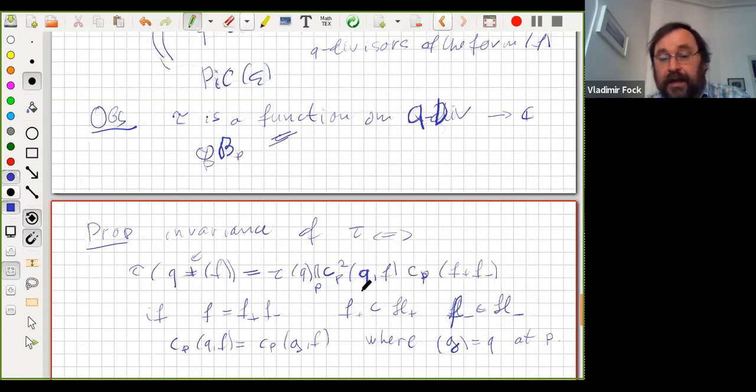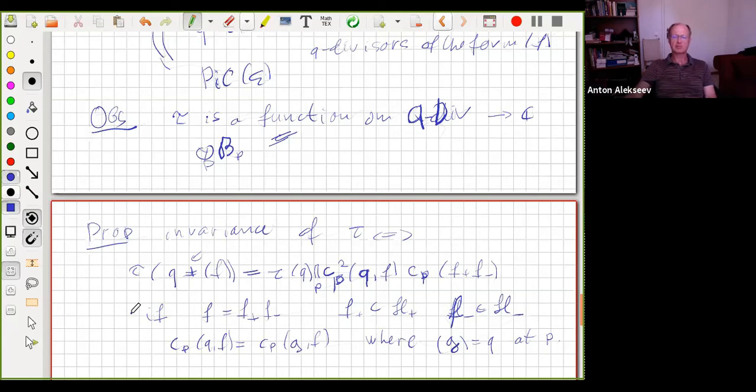The choice of a function representing Q is also not canonical. But if you verify everything, all this non-canonicity goes away because of the multiplicativity of CP and the property that it vanishes on the holomorphic part. So there is this formula.